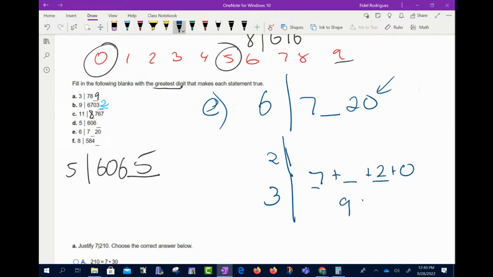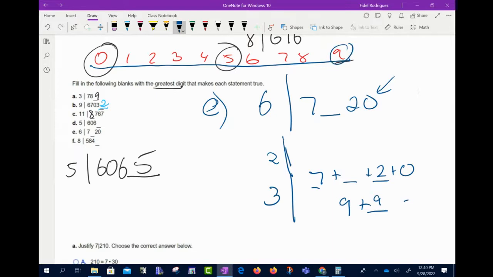So 7 and 2 is going to give me 9. 9 plus something, okay? And so I'm trying to figure out what's the biggest number I could put there. So again, y'all, I'm looking at my digits that I have here. The biggest number that I could put so that I can still divide it by 3 would be another 9.